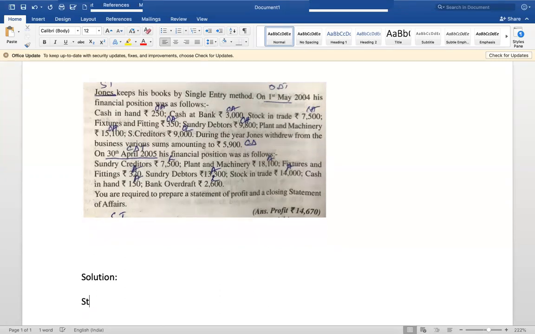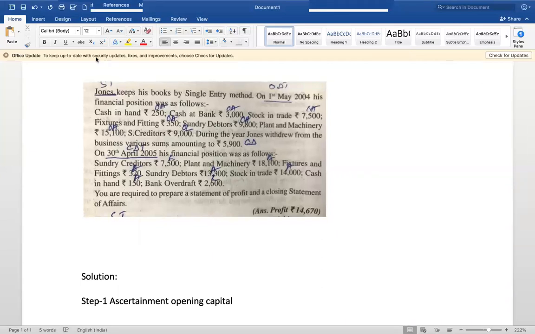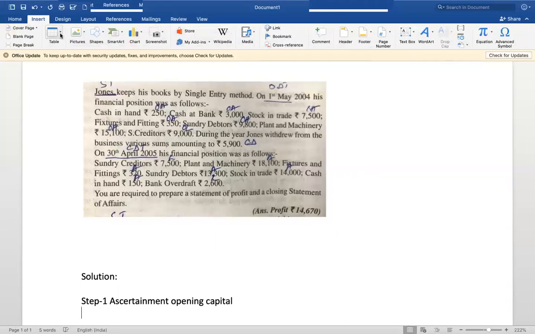Step one is calculation of opening capital, or ascertainment of opening capital. And how do you do this? You will come to know the opening capital only by opening a balance sheet. What balance sheet is that? That's an opening balance sheet.